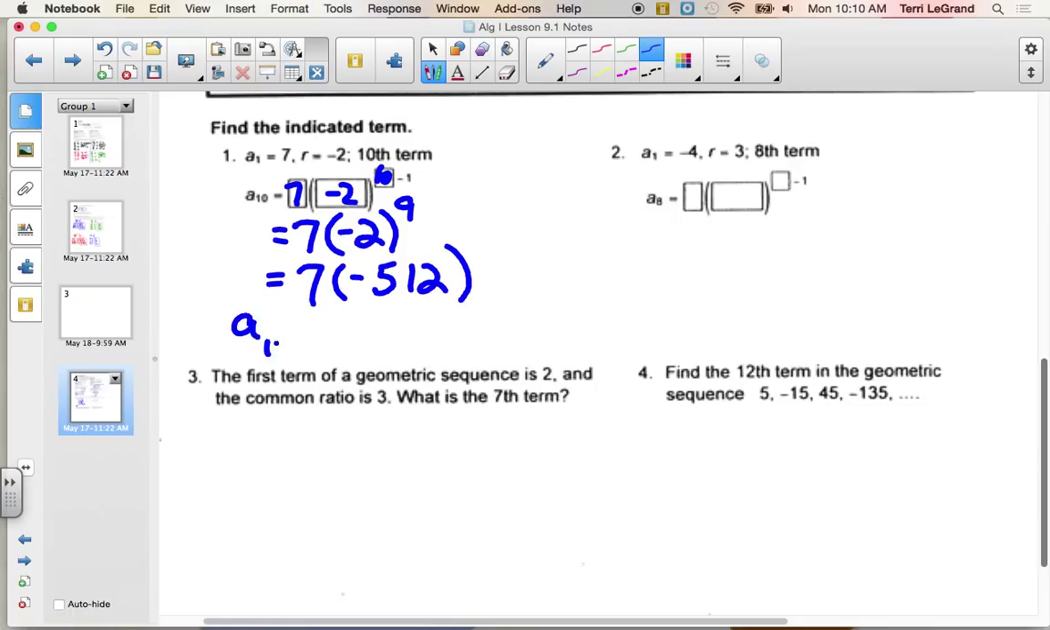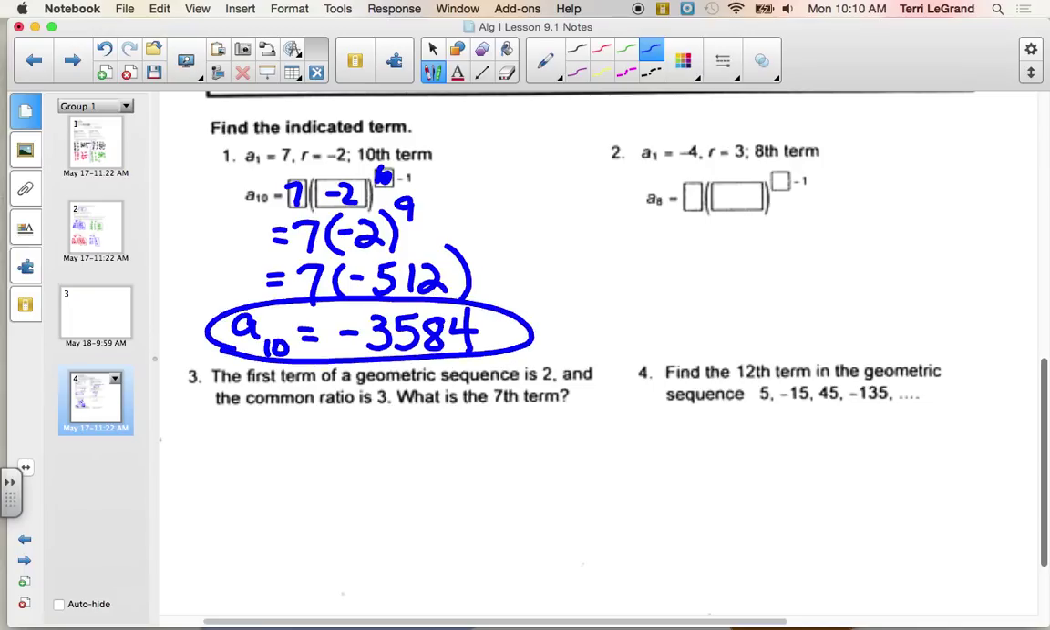and we will say that a sub 10, our 10th term, is negative 3,584. Okay. Here we go. There's our 10th term. Okay, you apply that process now to number 2. Number 2. You get the same answer I do. I'll work it, you work it.